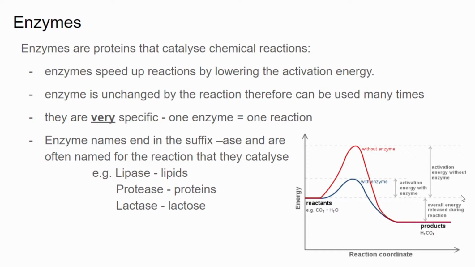On the right-hand side here, we can see the effect of an enzyme. With our red line, this would be the amount of activation energy required up here without the enzyme for our reaction to proceed. With an enzyme involved, it is able to catalyze that process, which lowers the activation energy. This means that our reactants don't need to have as much energy to react and go on and form their product.